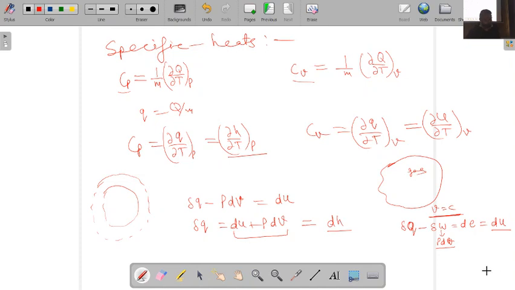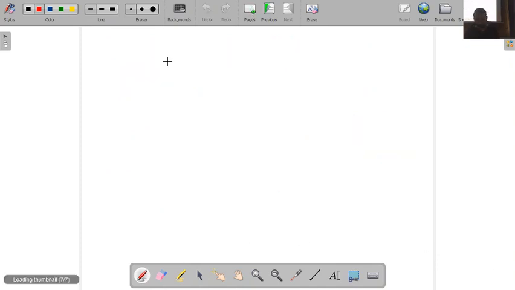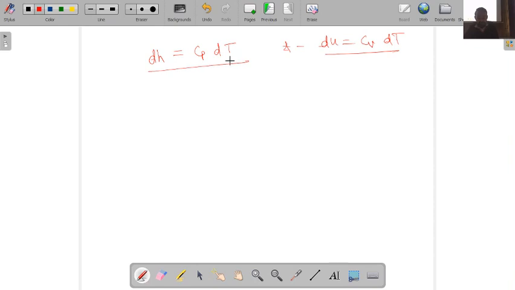So I can simply write that my dependence is now on only a single parameter. So I can write dH is equal to Cp into dT and dU is equal to Cv into dT. Okay, so this is something which I can write for a thermally perfect gas.